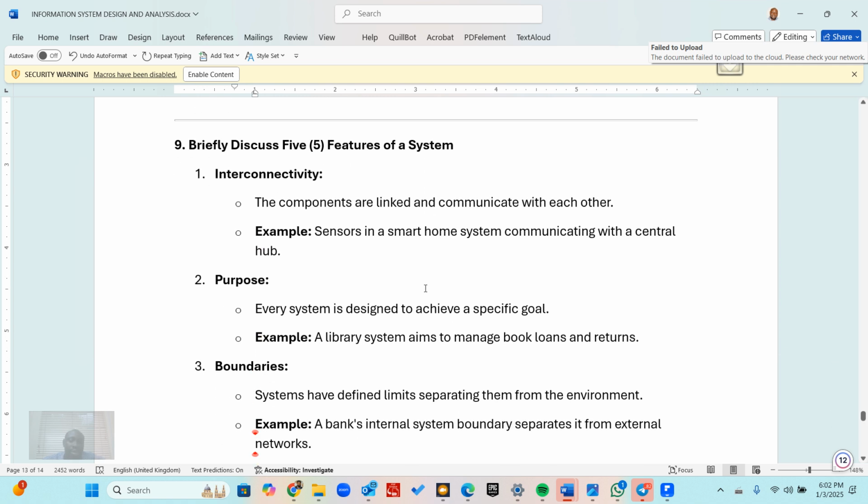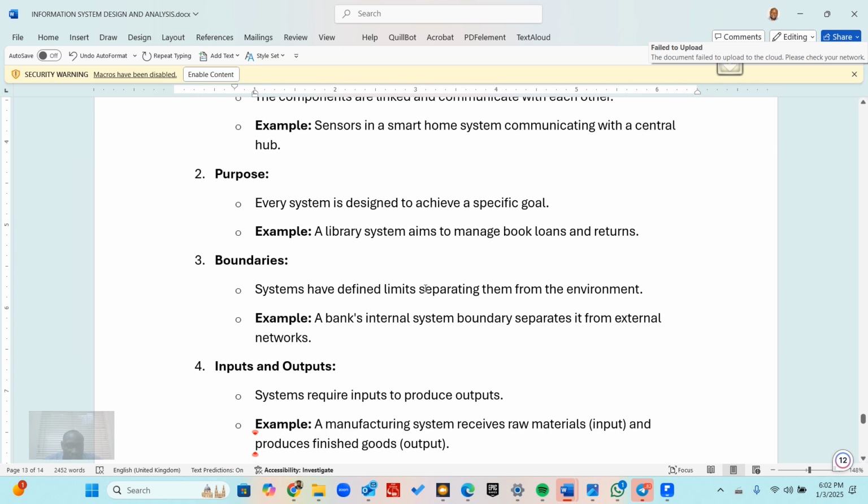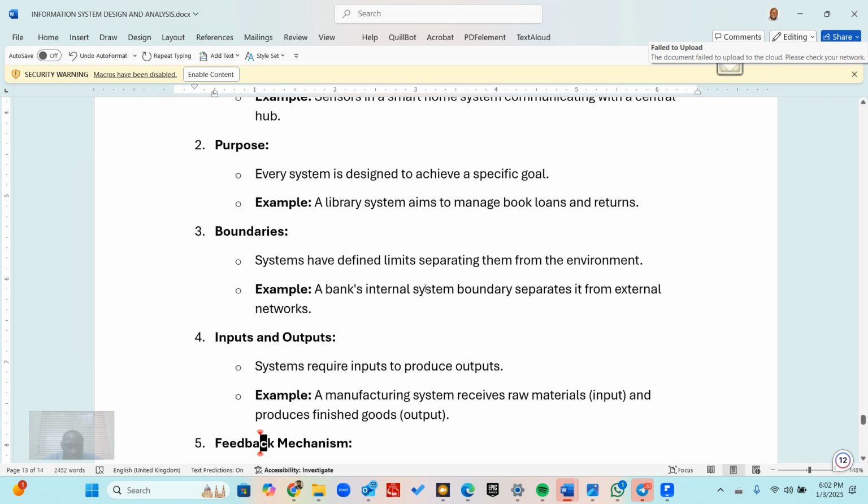Briefly discuss five features of a system. First, interconnectivity. The components are linked and communicate with each other. For example, sensors of a smart home system communicating with a central hub. Two, purpose. Every system is designed to achieve a specific goal. A library system aims to manage books, loans, and returns.